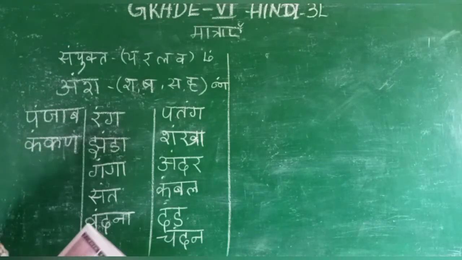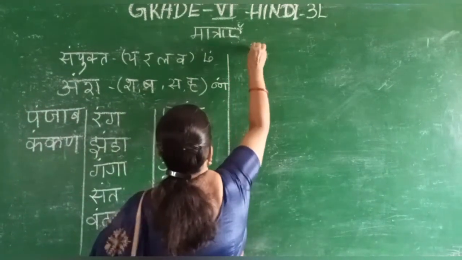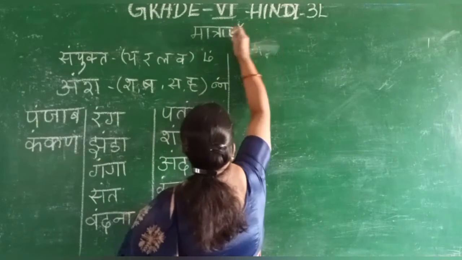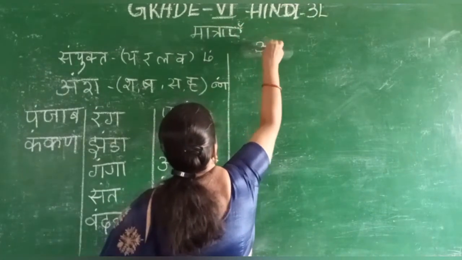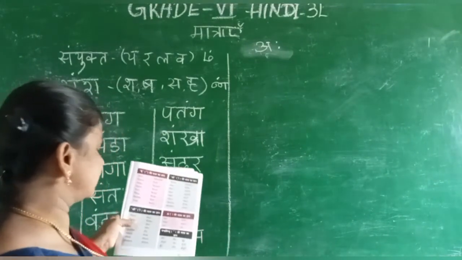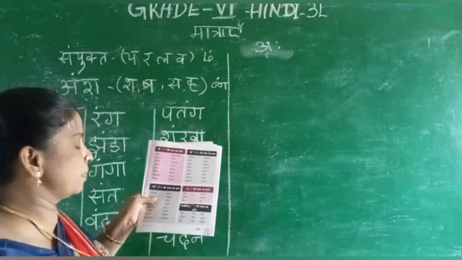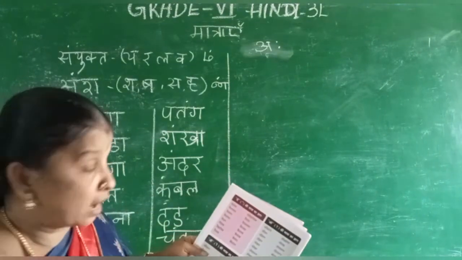And the last letter, aha. What is that? In our book, aha sound is not there. And the next symbol is anuswar. Sorry, anunasik.